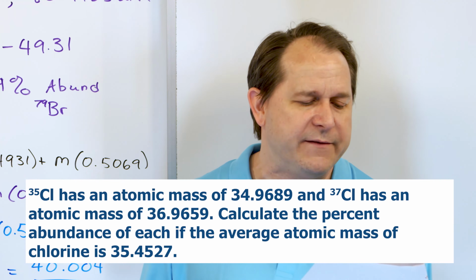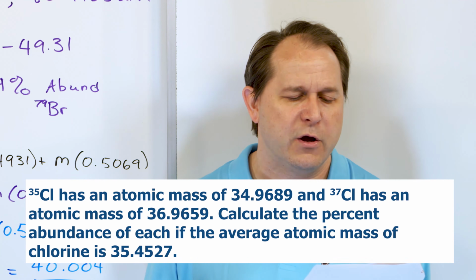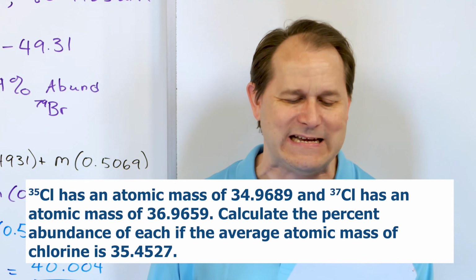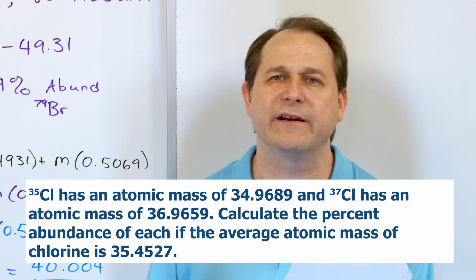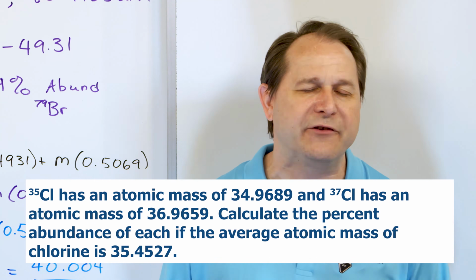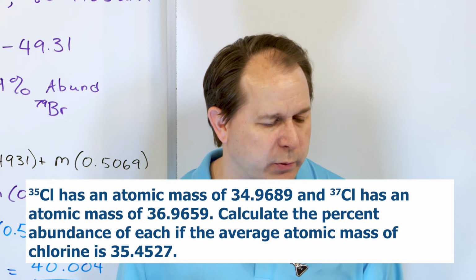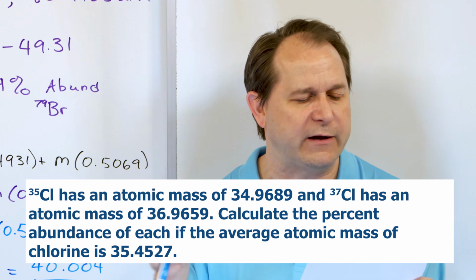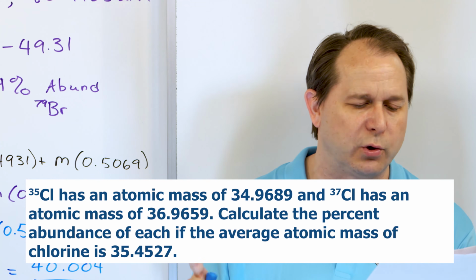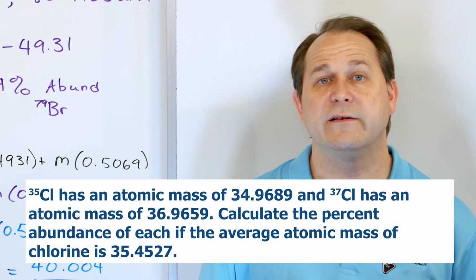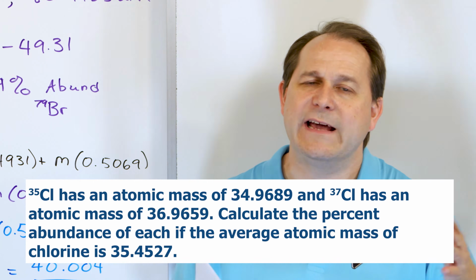Chlorine-35 and chlorine-37, which have isotopic masses of 34.9689 and 36.9659 atomic mass units respectively, are the two naturally occurring isotopes of chlorine. Calculate the percent abundance of each isotope based on the fact that the average atomic mass of chlorine is 35.4527 atomic mass units. So here, again, we have to go backwards.